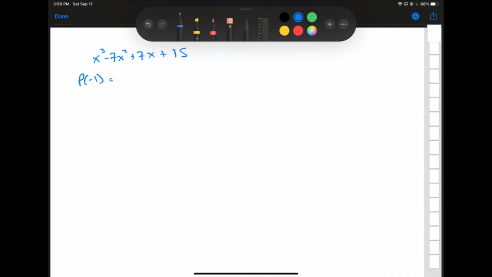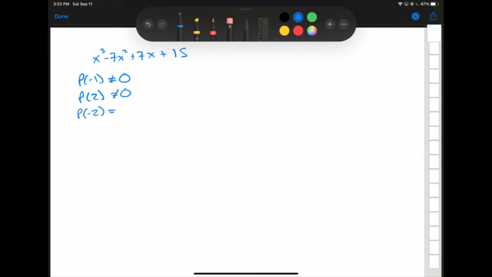Again, I'm going to try and do this one mentally. That's going to give me negative 1 minus 7 is negative 8. Plus 7, that's not 0. That's all that matters. We don't have to go any further. So let's try 2. That's going to give me 8 minus 28 is negative 20, plus 14 is negative 6. It's not equal to 0. Okay, let's try negative 2.